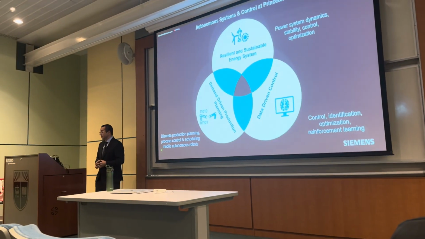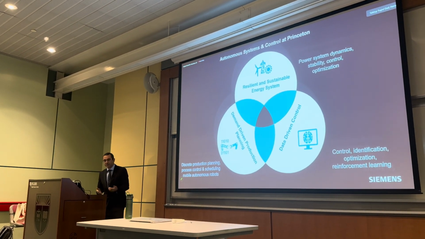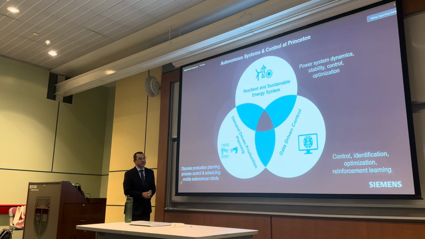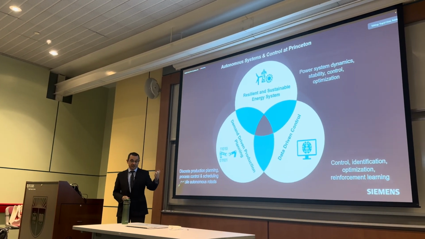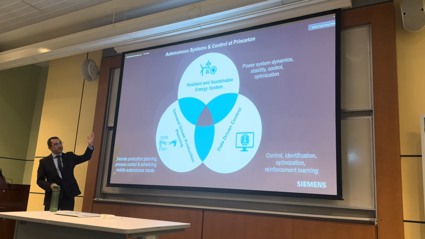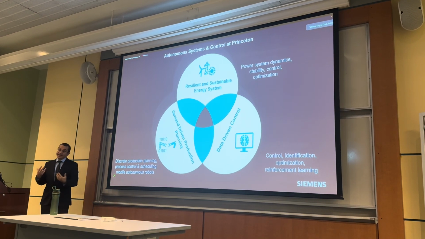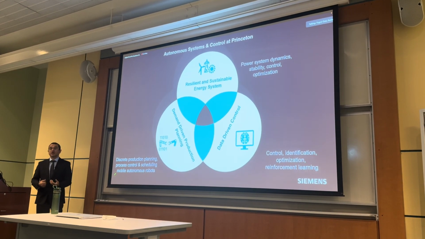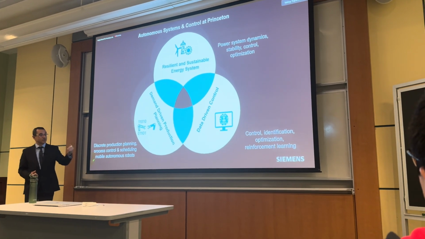So what we do is control, identification, optimization, reinforcement learning. That's a huge topic. I'm aware of that. But what we are actually looking for are synergies with the other groups, and also other application areas. So, for example, there are many examples in the power systems where we can integrate data into the model, or maybe learn from it. So that's what we do in some of the applications.